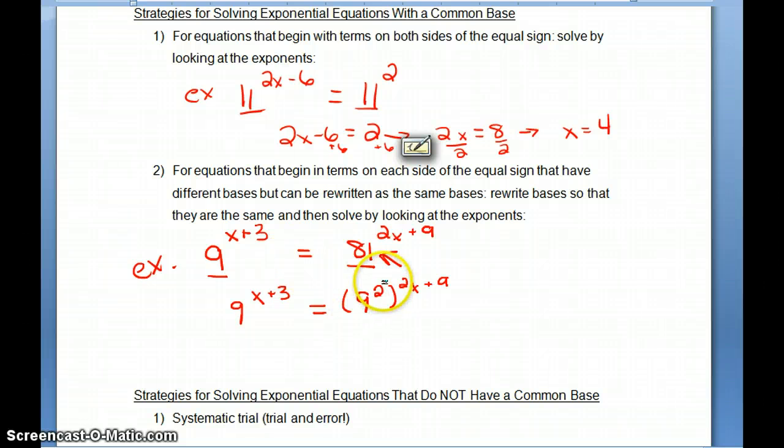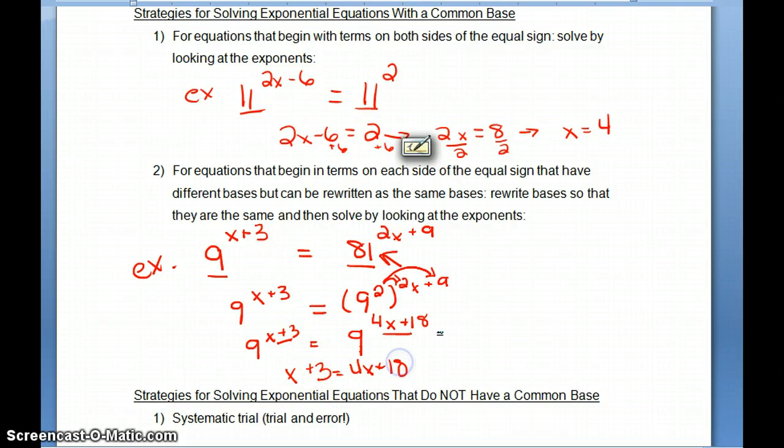And now we're going to simplify our right hand side there. So we have 9 to the power of x plus 3, that is equal to 9, and when we're dealing with this sort of situation, make sure you distribute that 2 to both places. So we're going to have 4x plus 18. So now that we have the same base, we're just going to look at just the exponents. So we'll set x plus 3 equal to 4x plus 18. Right, so I'm just going to write this all the way up here.